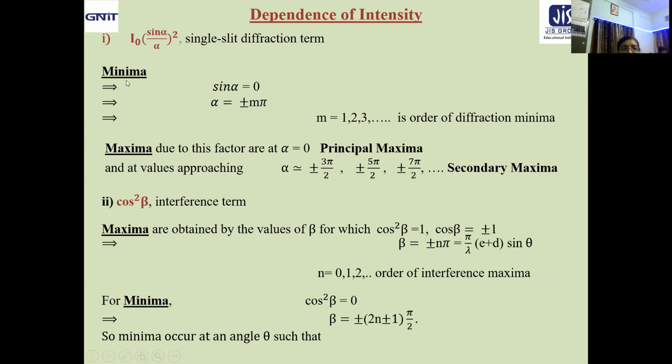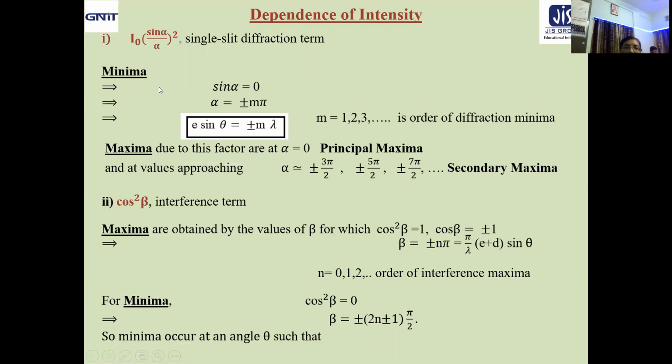Till now we are recapitulating once more. How to get minimum out of this? Obviously sine alpha will be 0. That means alpha equal to plus minus m pi. Putting the value of alpha equal to pi by lambda into e sine theta, we get the condition of minima in terms of path difference for single slit diffraction as e sine theta equal to plus minus m lambda, where m equal to 1, 2, 3 is the order of diffraction minima.